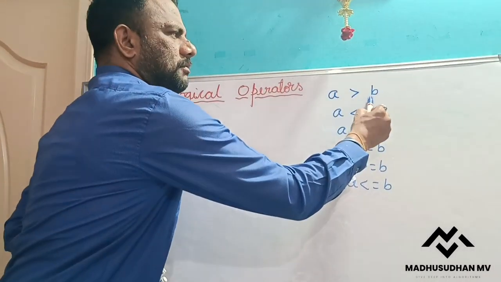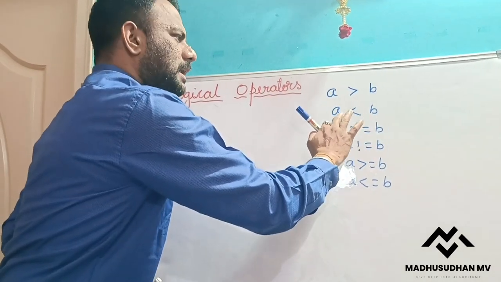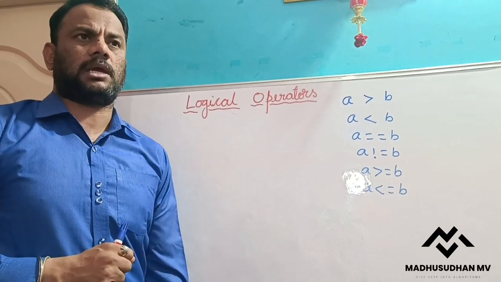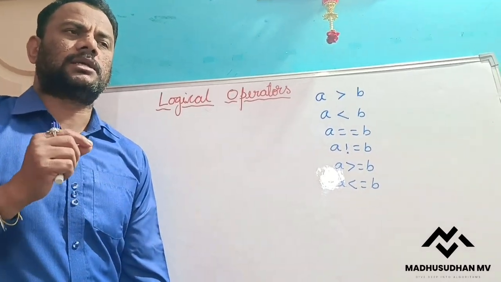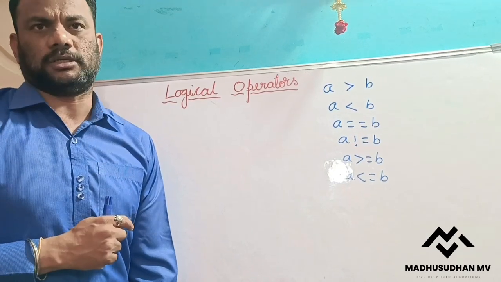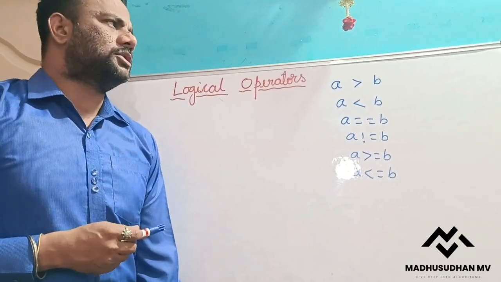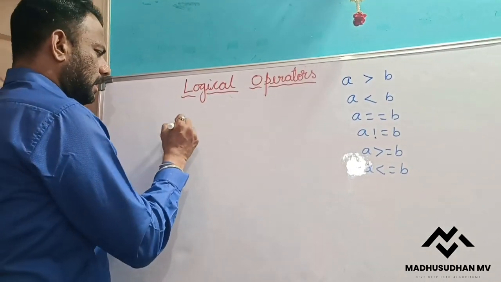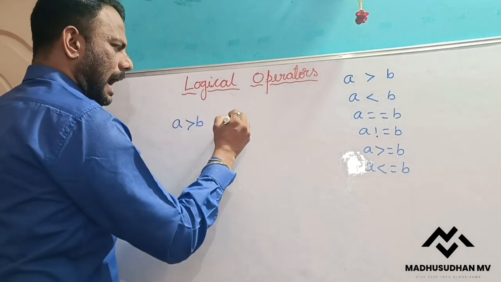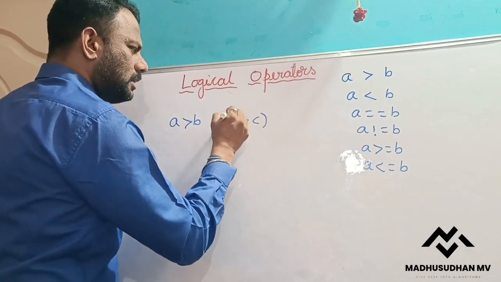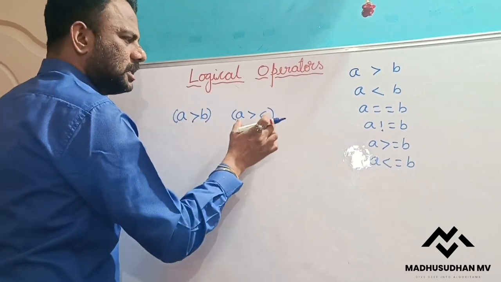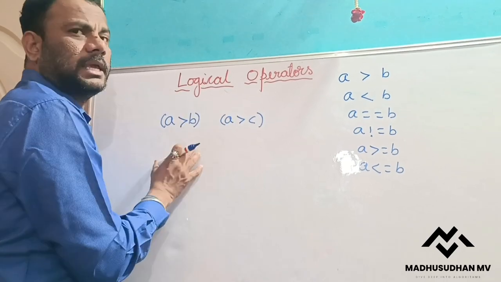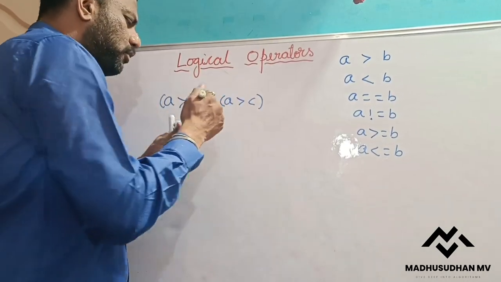But here I am checking only one condition, whether A is greater than B, that's it. Here I am checking only one condition, whether A is less than B, that's it. That means in each one I am checking only one condition. But some situations may come in which we need to check more than one condition. Suppose I want to check whether A is greater than B and as well as A is greater than C. If both this condition and this condition are true, I can say A is greater. So I need to check both conditions.